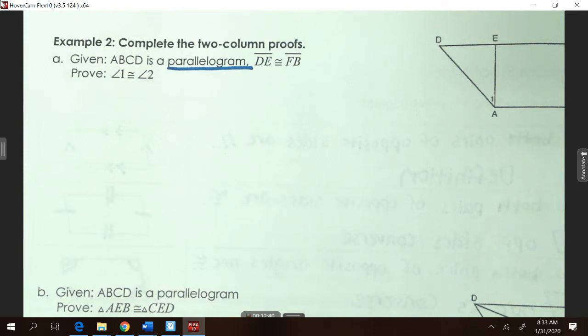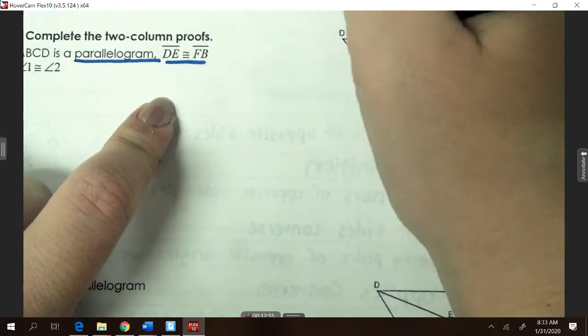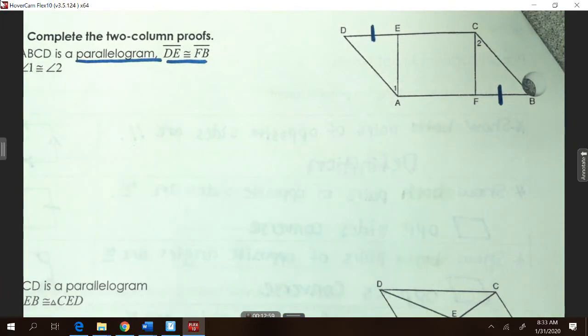Sure, opposite sides are congruent and parallel. We have opposite angles are congruent, right? We've got that diagonals bisect each other. We automatically know all of these things. We also know that DE is congruent to FB. So I'm going to just mark that in the diagram that DE and FB are the same length.